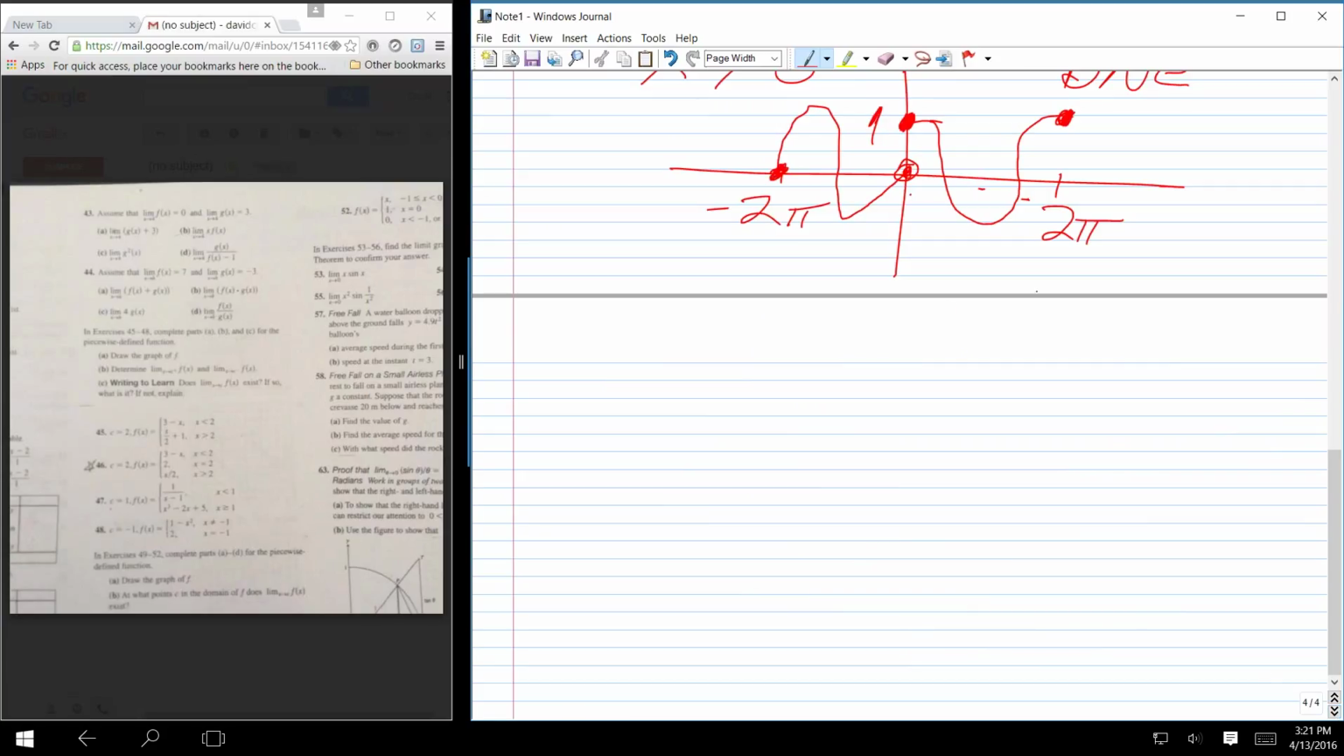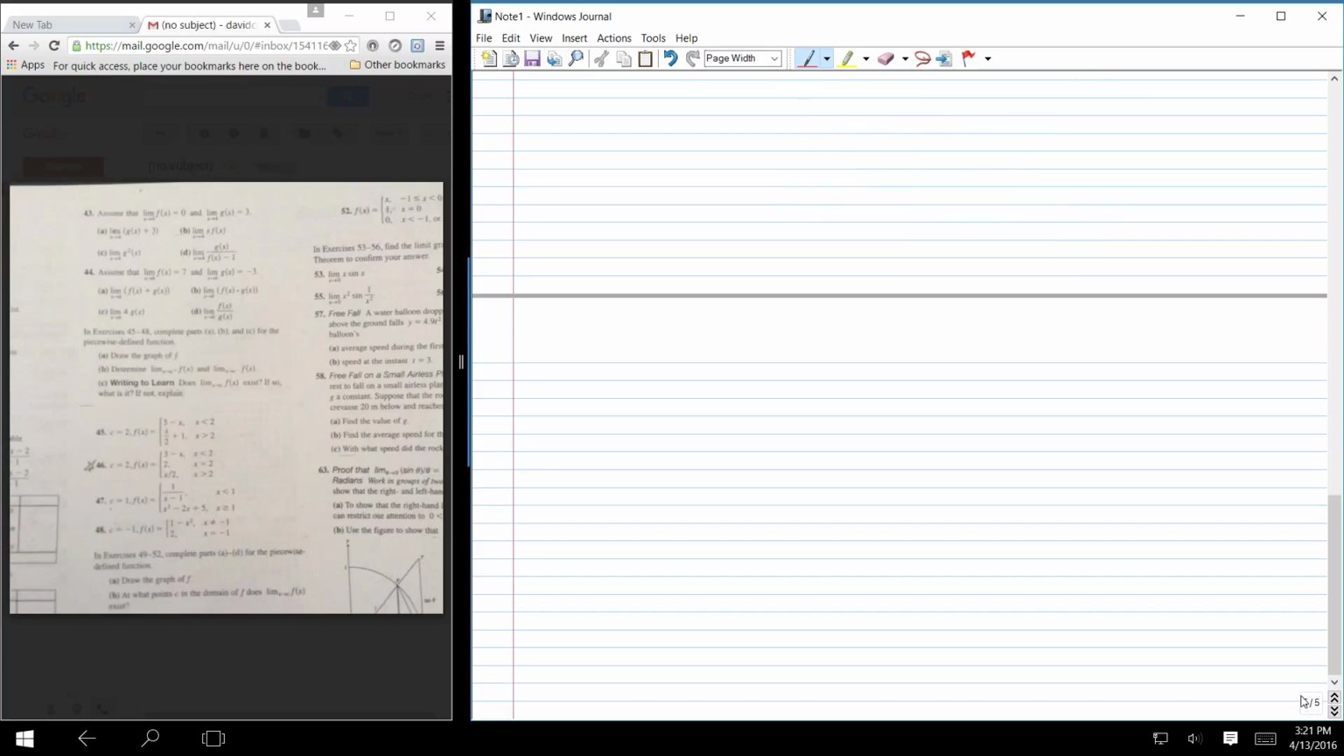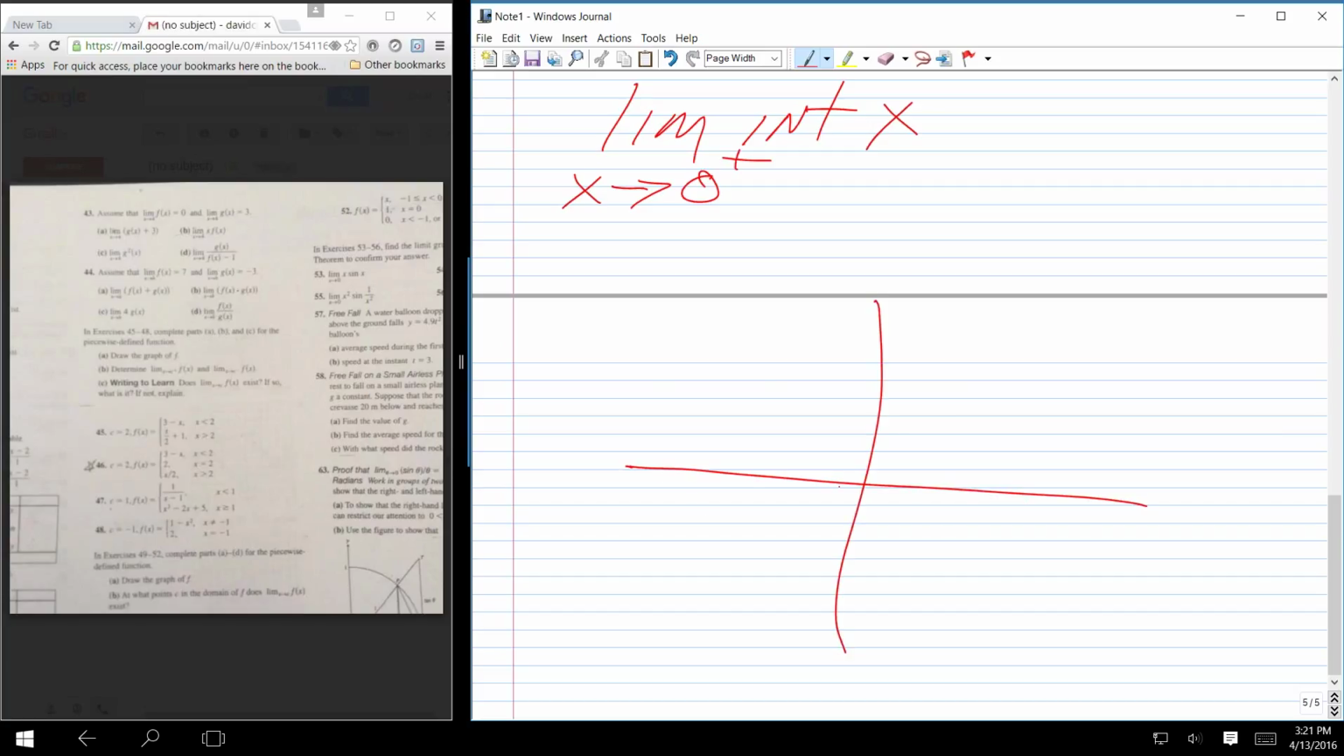So I have like 4 of the same, and they're all limit of the greatest integer of x. And then it's just different x's approaching. So one is x approaching 0 from the right. And then one is x approaching 0 from the left. Let's do them one at a time. Let's draw the greatest integer function.